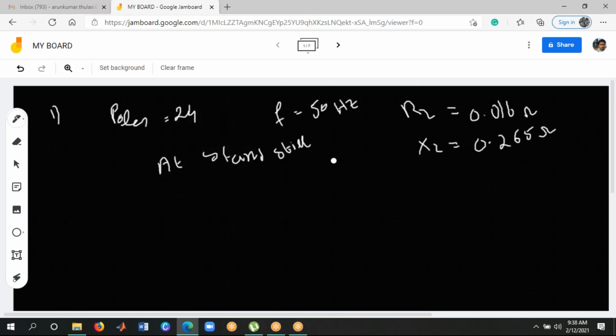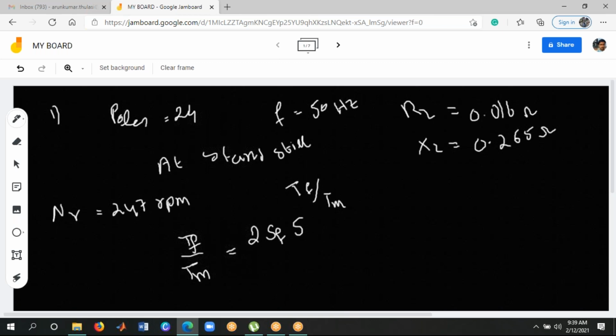Now, if it is achieving full load torque at a speed of 247 rpm, so the running speed is 247 rpm, then find the full load torque divided by maximum torque. How can we find the value? First of all, write the relation of this ratio. TF divided by TM is equal to 2 SF SM divided by SF square plus SM square. This is the relation for the ratio of TF by TM.